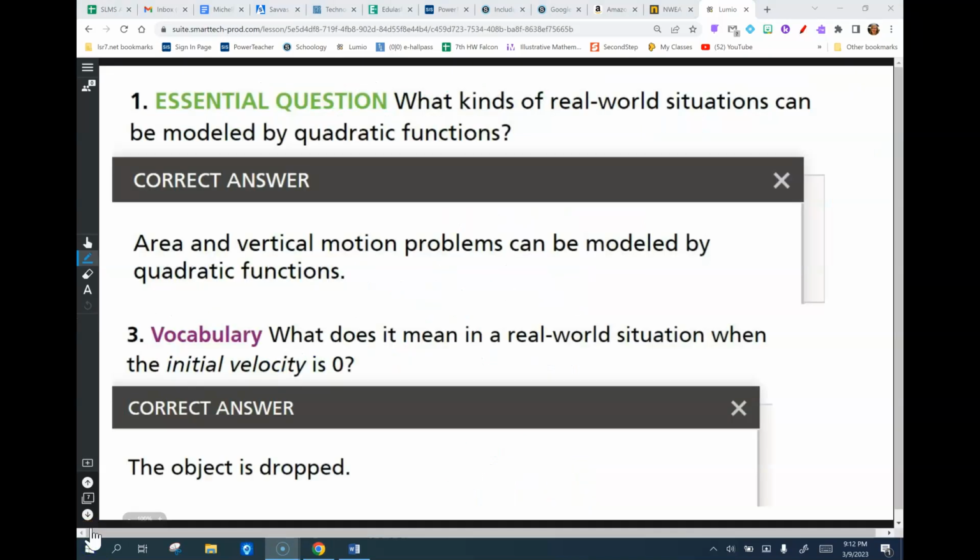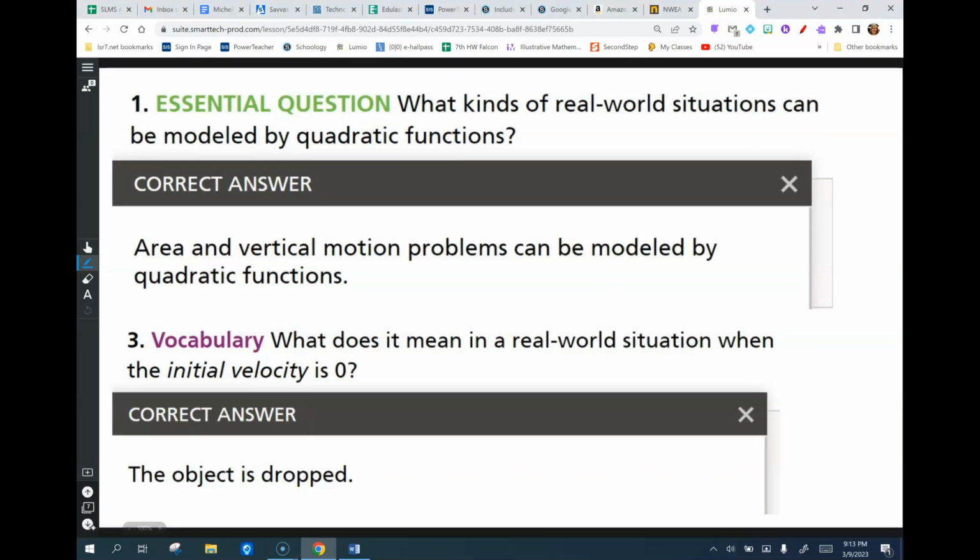Now, you don't have this in your notes, but I just wanted to point it out to you. The essential question: what kinds of real-world situations can be modeled by quadratic functions? Area and vertical motion problems can be modeled. Area, because you would have distances around. And vertical motion, that's where it's going to go up and come back down. So the shape would be a parabola. If you throw a ball up in the air, it has to come back down.